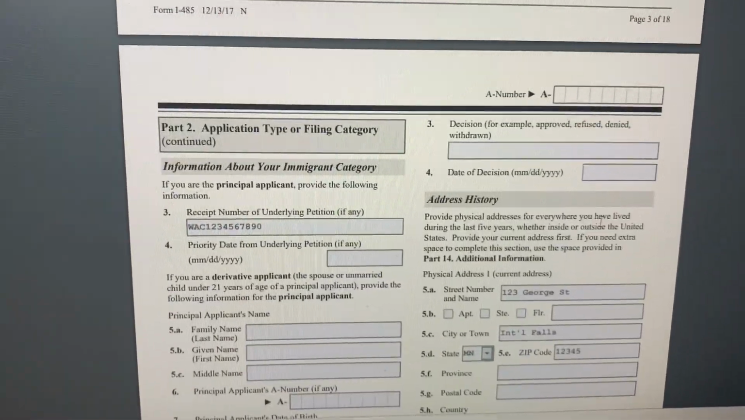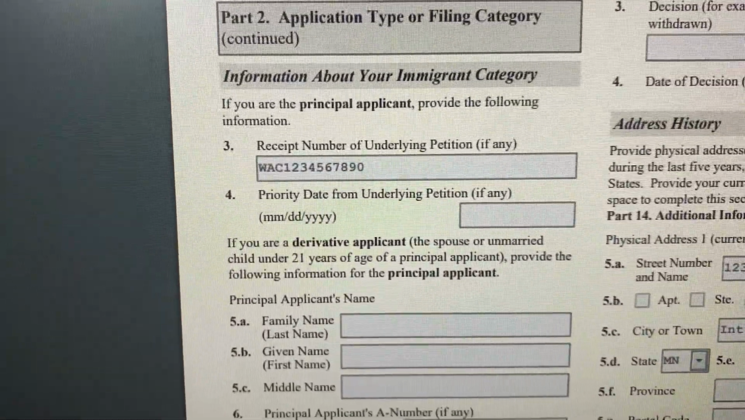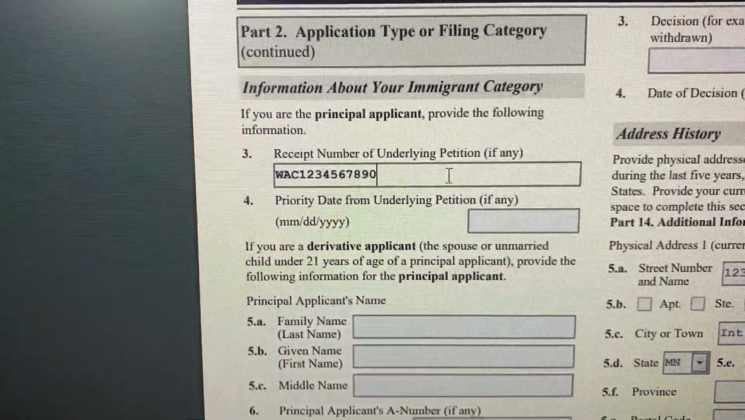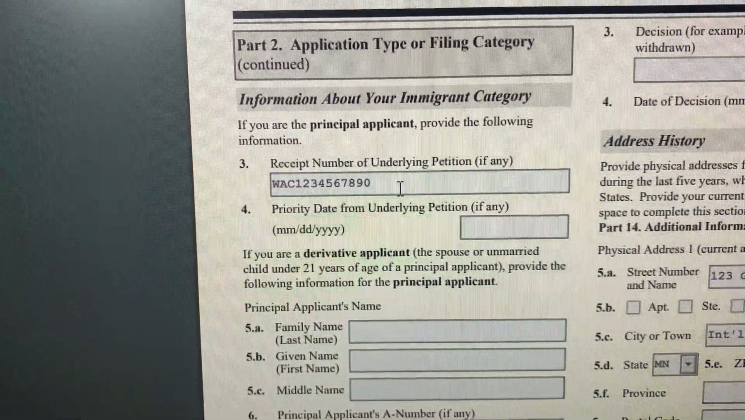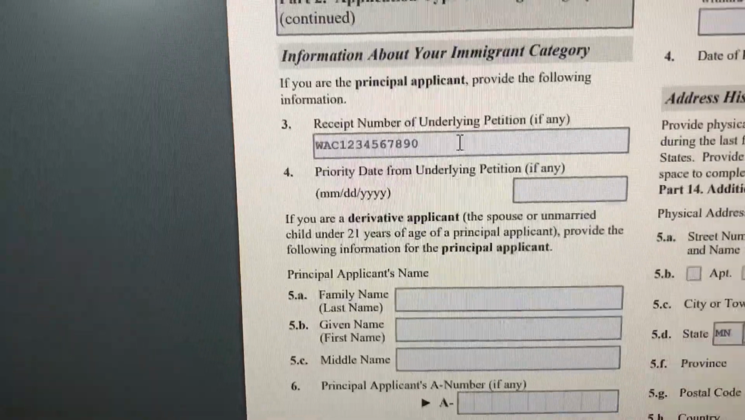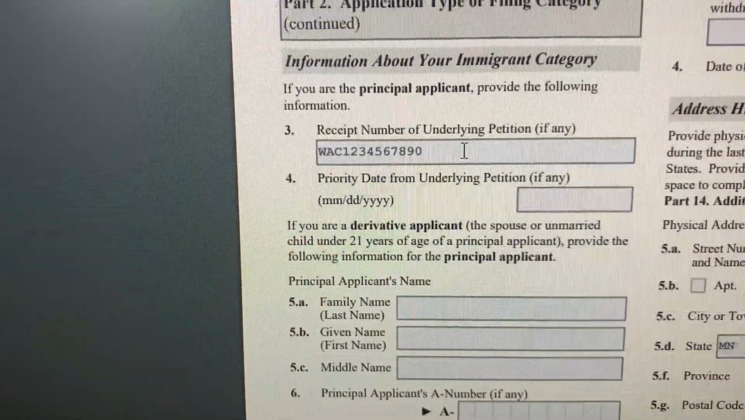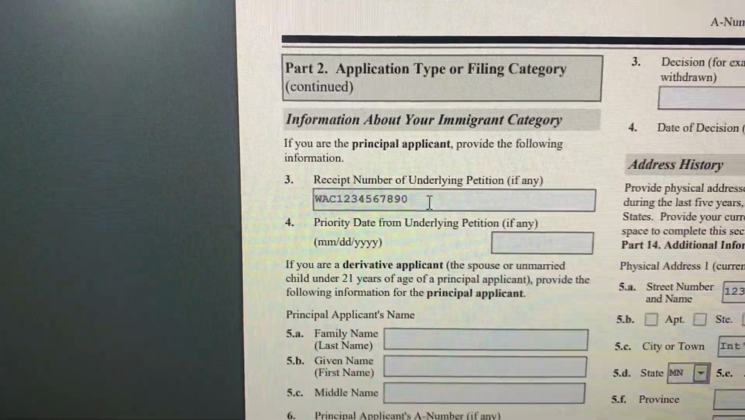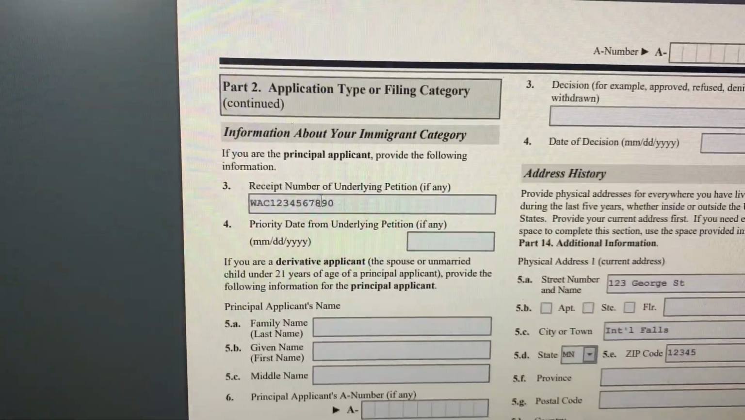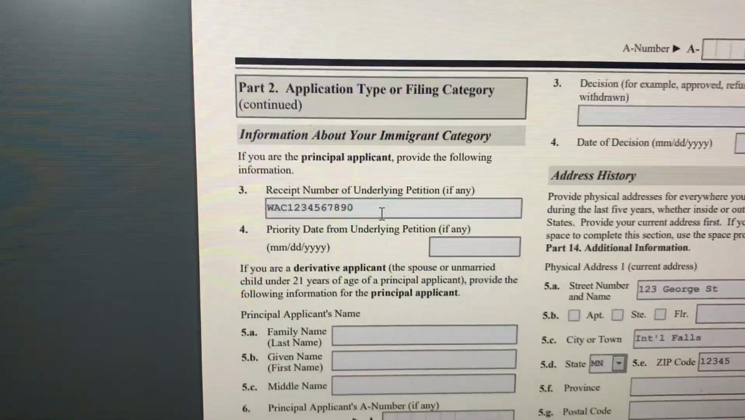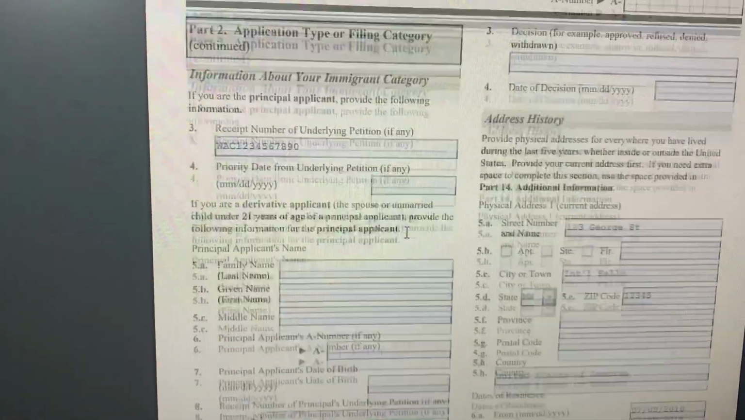After that, page 4, the receipt number of the underlying petition. If I'm not wrong, this is from the National Visa Center. This is what they gave to your fiancé, or to your American husband, when they were applying for the K1 visa. This is what the NVC or the USCIS gave you. This is the receipt number. Just ask them what the receipt number is. Your husband knows this. And no, I had a priority date.